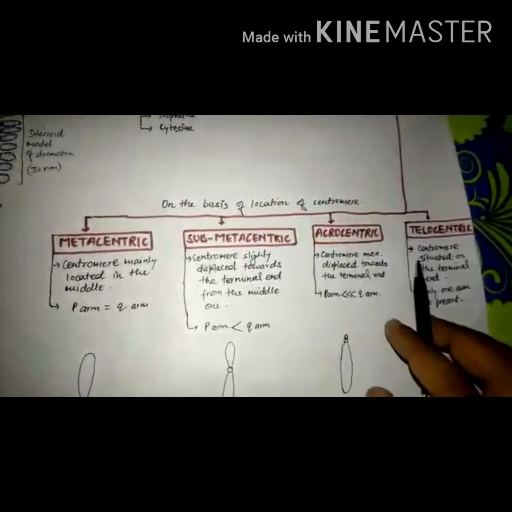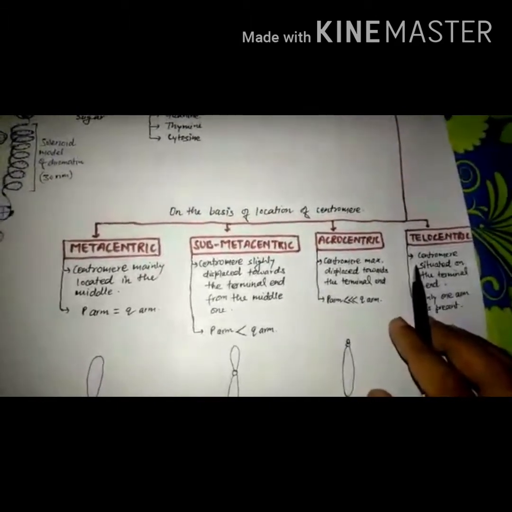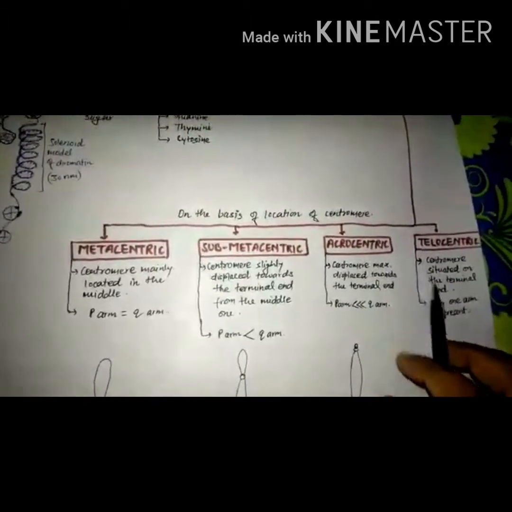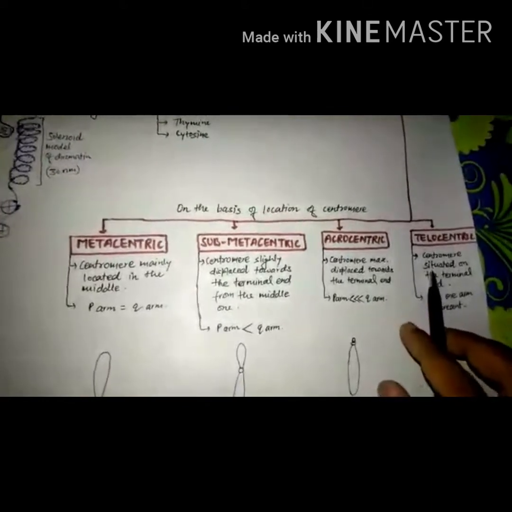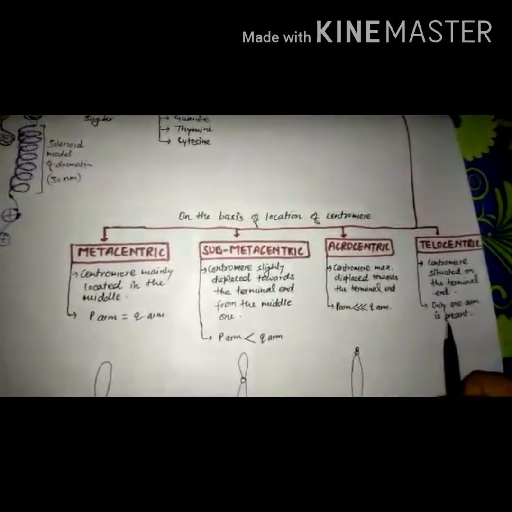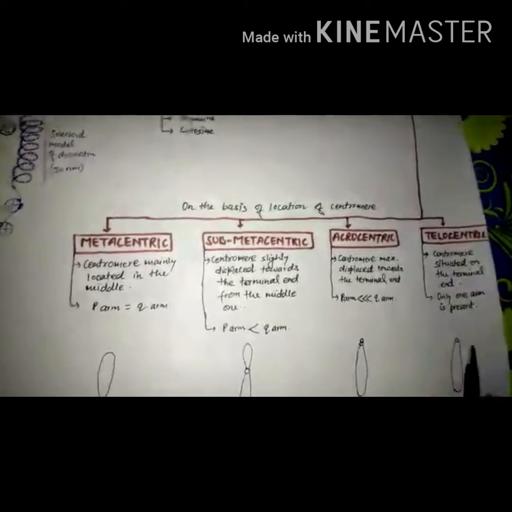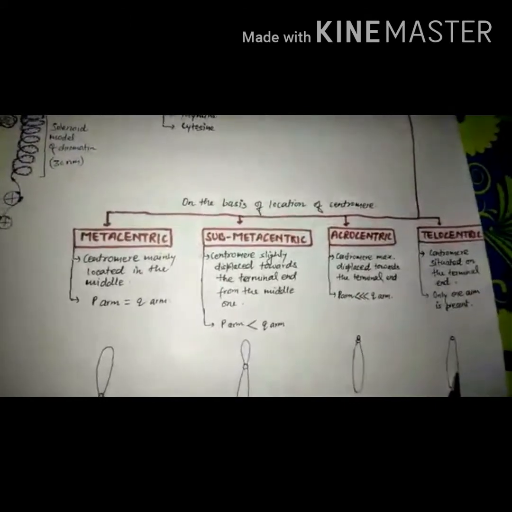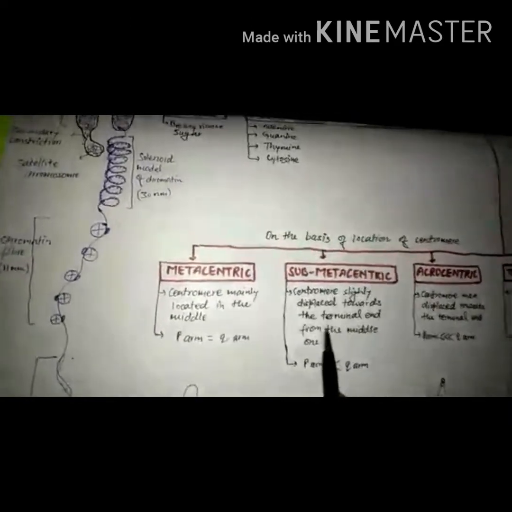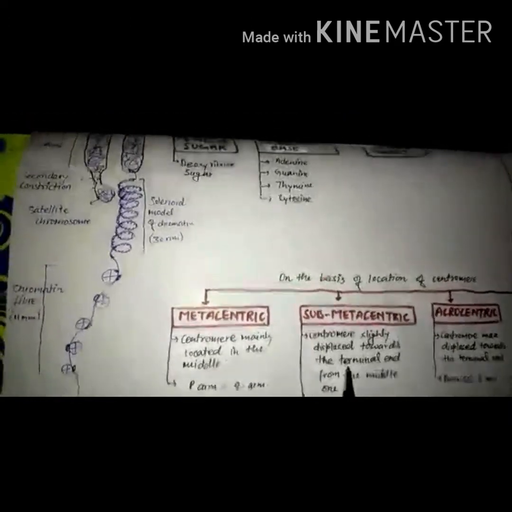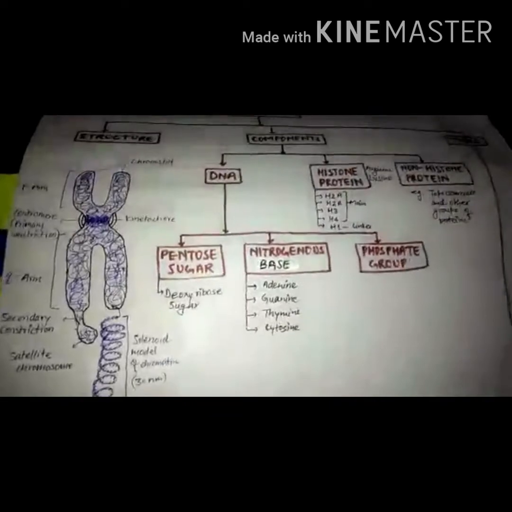Last is the telocentric chromosome, in which the centromere is situated on the terminal end of the chromosome, so only one arm is present in this kind of chromosome. This is the figure of the telocentric chromosome. So in this video we have studied the chromosome completely. Thank you.